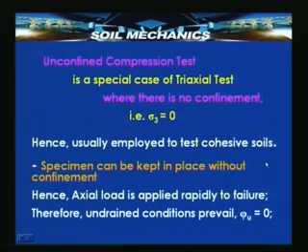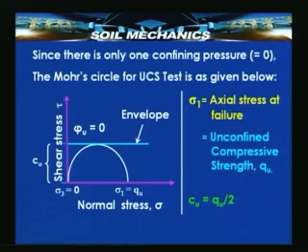The specimen can be kept in place without confinement, and since it is cohesive and since there is no confinement, the axial load is usually applied rapidly until failure, so that the specimen does not get dislodged. Such a rapid test obviously provides undrained conditions, and therefore, friction does not get mobilized, and phi undrained equal to 0 holds for this test. And from this test, by plotting a Mohr circle, we can get the cohesion as shown in this diagram.